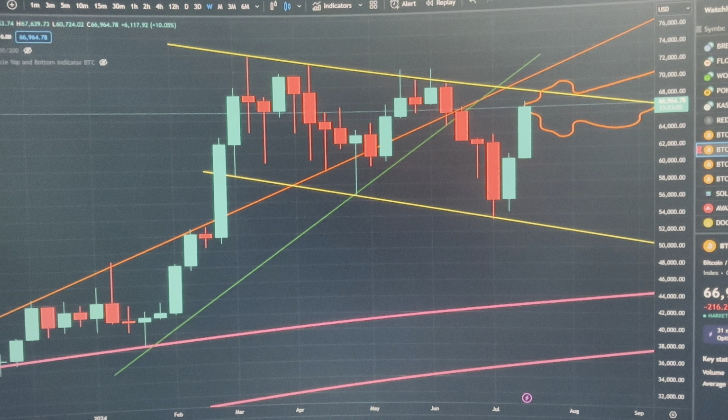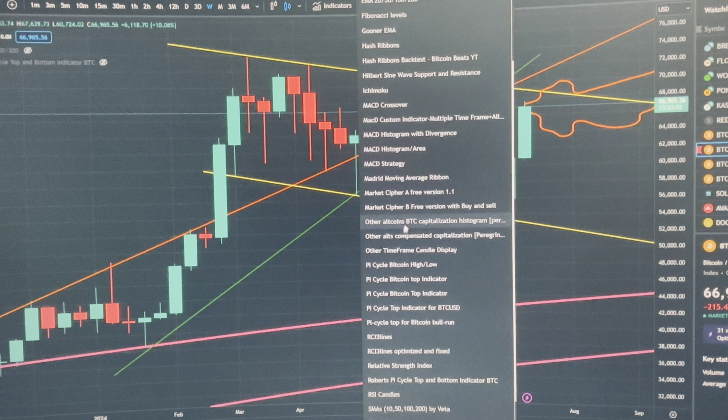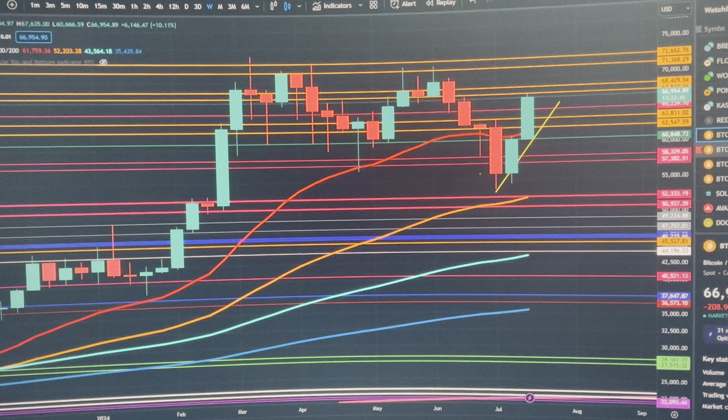Horizontal support and resistance and a bit of TradingView. Now you can add indicators on. Where can you add indicators? There. I've not used this in so long, but these are some of my indicators that I use here and there. My favorite one obviously is the EMA. It's just so basic. It just explains everything very, very easily.